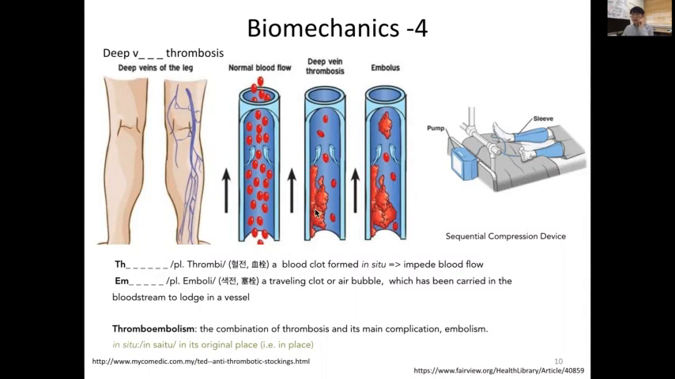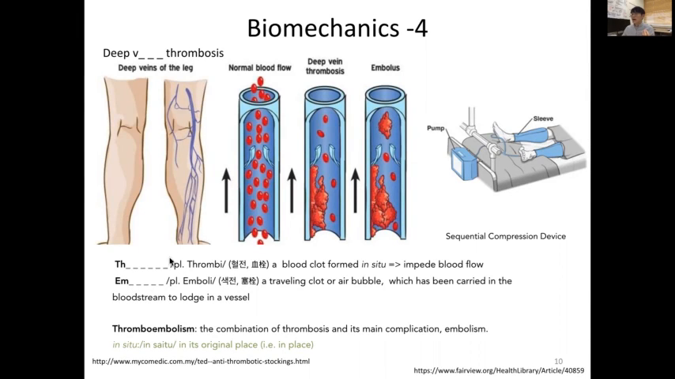So a local blood clot formed is called a thrombus. The plural form is thrombi, so the I becomes US: a thrombus. And this formation in the deep vein is called deep vein thrombosis. By itself it can make the patient's leg uncomfortable. However, what matters further is when this clot is detached and gets into the circulation in your bloodstream, and that becomes a bigger problem. This we call an embolism.